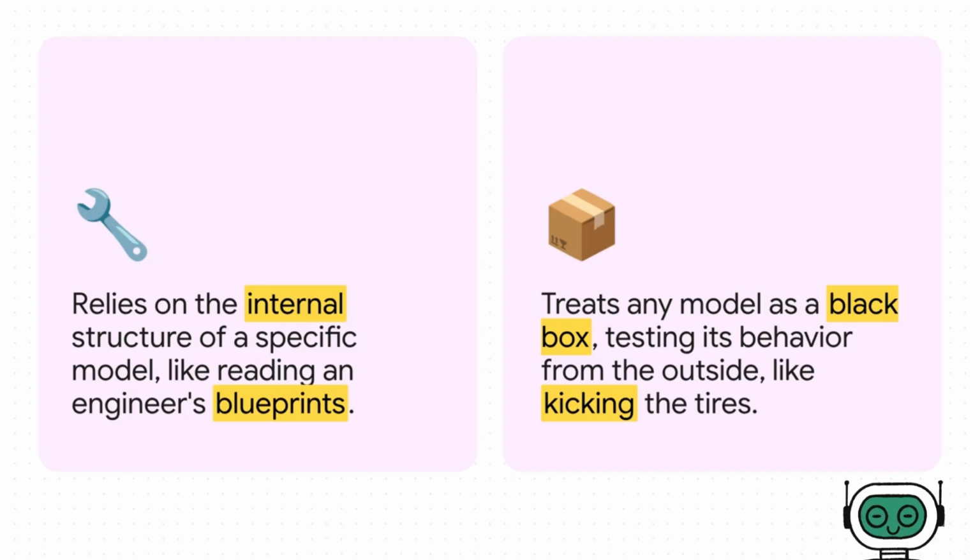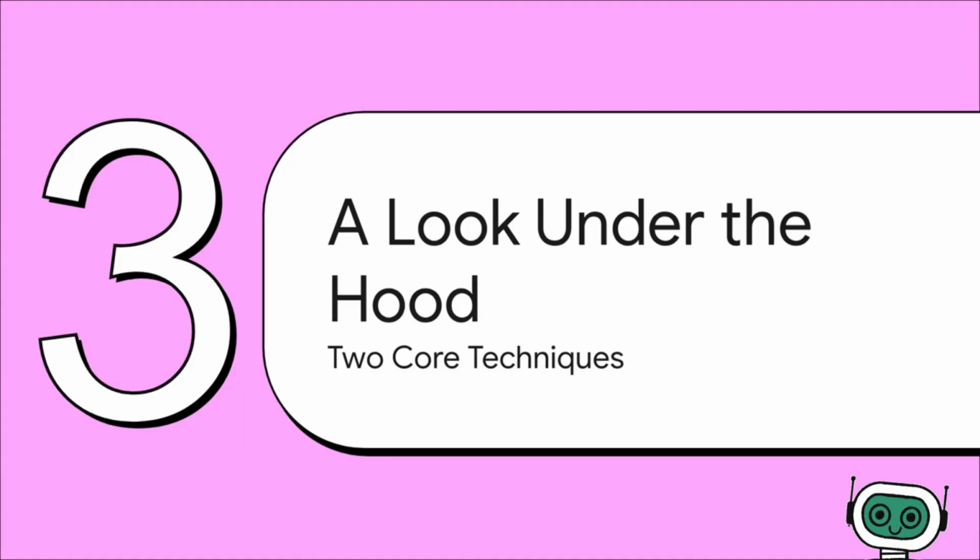The trade-off is pretty clear. Dependent methods are fast and specific, but they only work for certain models. Agnostic methods are super flexible, but their insights are based on behavior, not the internal mechanics. Okay, enough theory. Let's make this way more concrete by looking at one core technique from each of these philosophies.